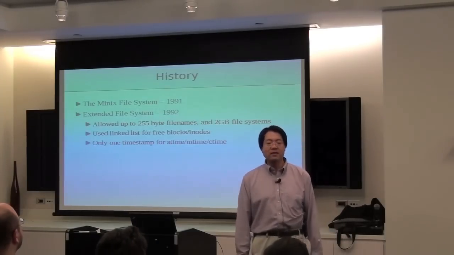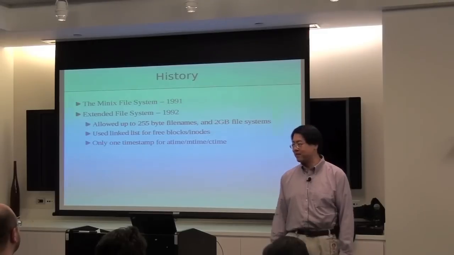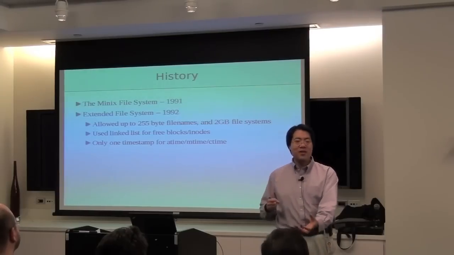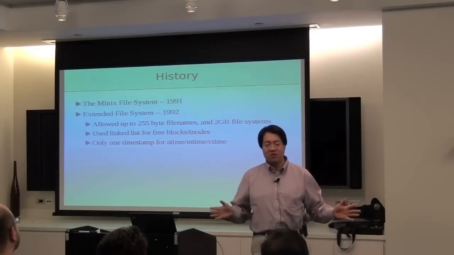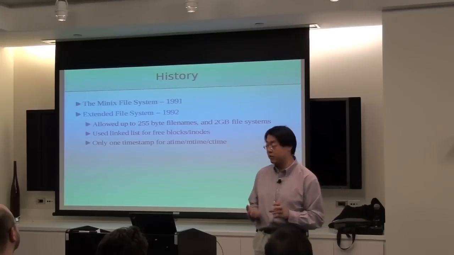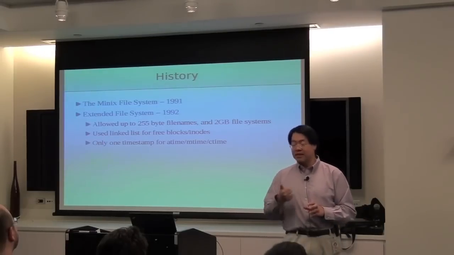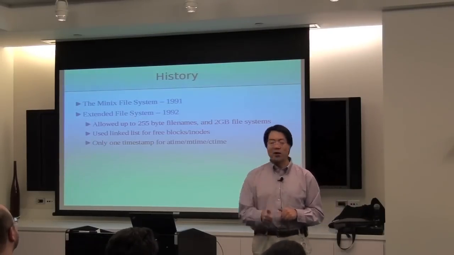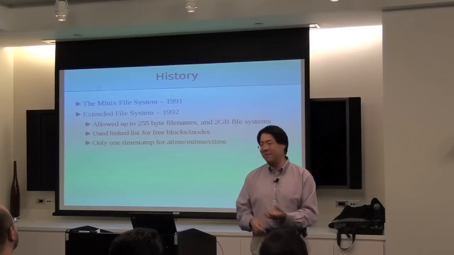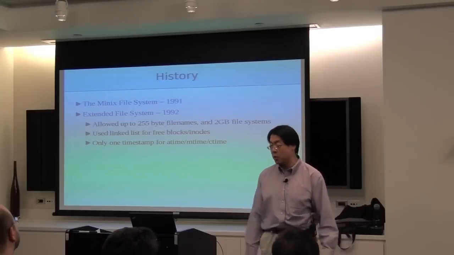One was it used a linked list for free blocks, which meant whatever block you freed was the next block that you would actually use, which meant the disk would get horribly fragmented because you really couldn't make intelligent block allocation decisions. And like the Minix file system, there was only one timestamp. So there wasn't any atime, ctime, and mtime. There was just one timestamp in the inode.